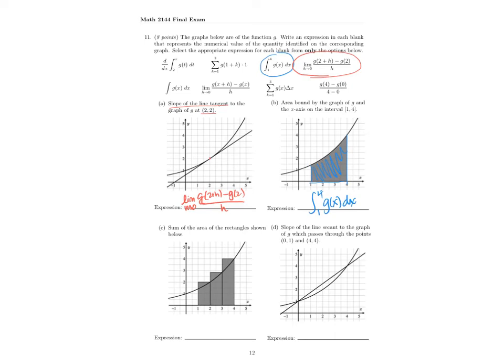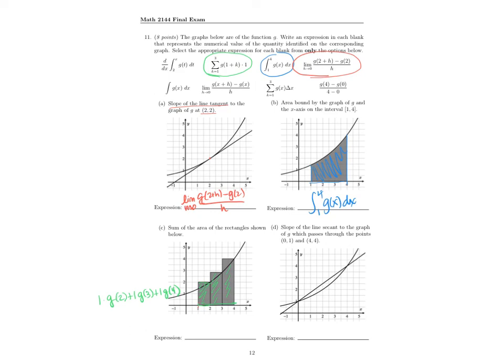The next one says the sum of the area of the rectangles shown. So it looks like this region is broken up into 3 pieces. So this is going to be some kind of a Riemann sum. So it's going to be 1 times g of 2 plus 1 times g of 3 plus 1 times g of 4 is what that area represents. And if I want to write that in sigma notation, it will correspond to this one, actually.